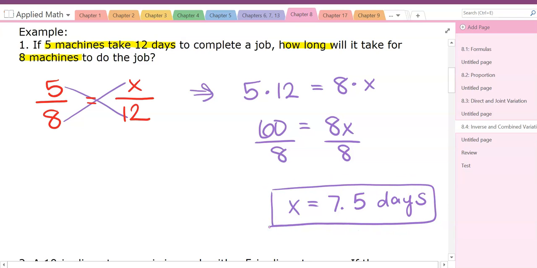Okay, which should make some sense if we think about this problem. 5 machines can do it in 12 days, so if I'm adding more machines to my problem, it should take less time for them overall to do this job. So 7.5 is less than 12 days. So that lets me know that it's probably correct, in that I got a smaller amount of time that it's going to take for this to happen. Okay, let's do another one here.